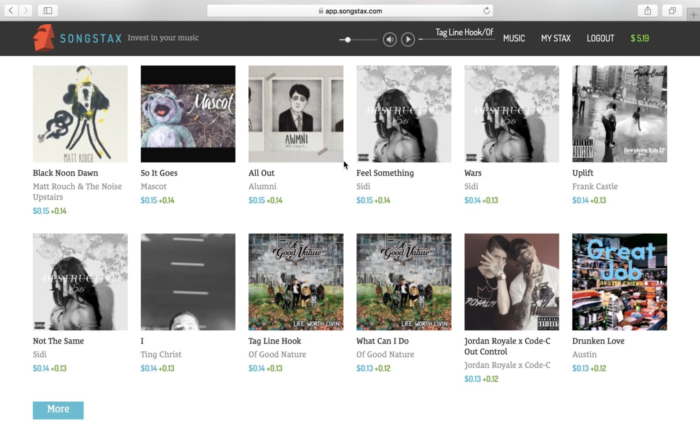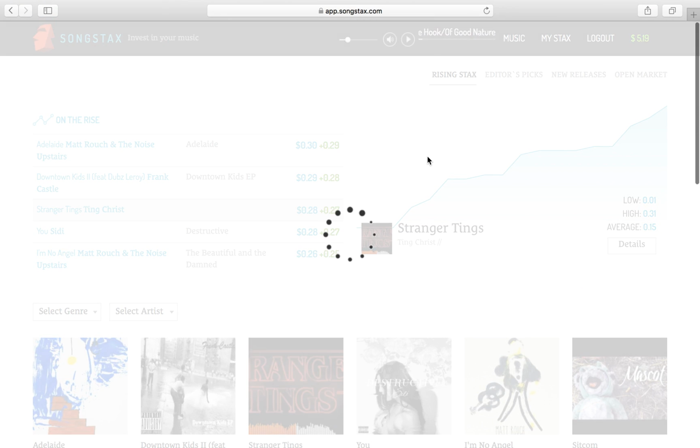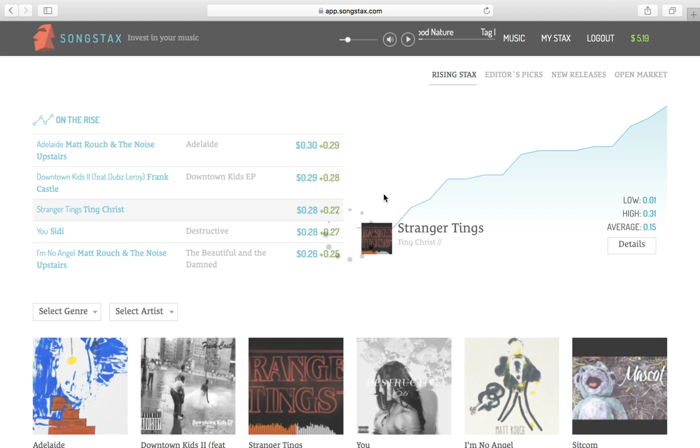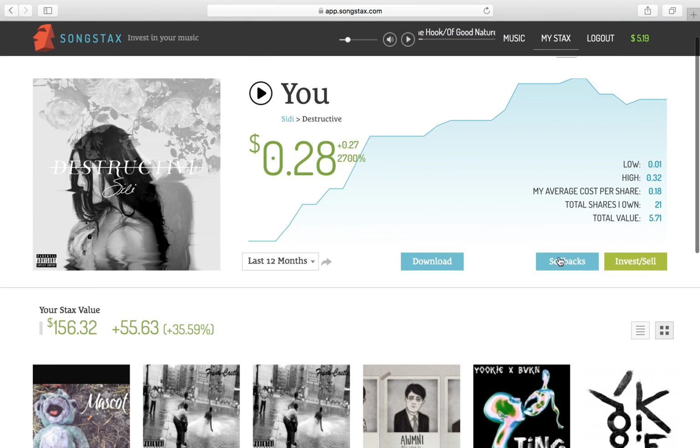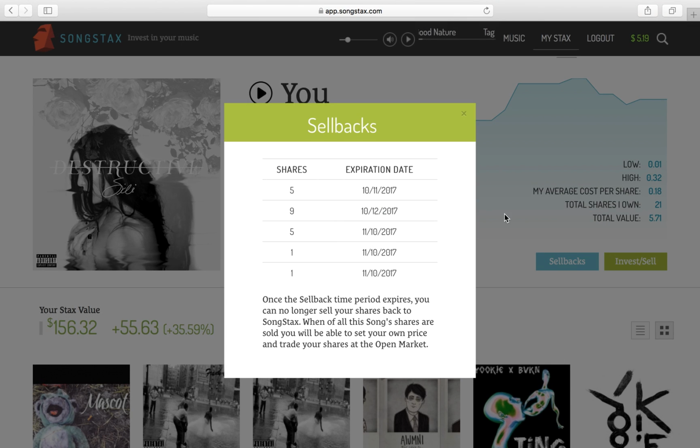Oh, one other important thing to remember is that for every share you buy, there is a date that you have to sell by, so that SongStax can pay the artists. So this is the date that you have to sell these shares by. Some of these are coming up pretty soon. Whenever you buy, there's a randomly generated date. Once again, this is so that we can pay the artist, and they need to get their cut.